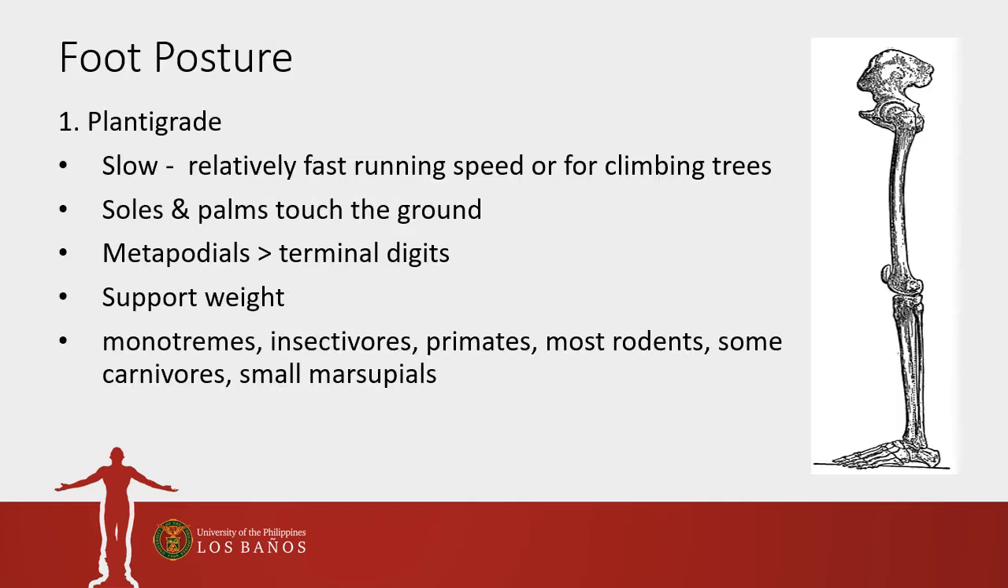In terrestrial habitats, mammals adapted for walking are termed ambulatory, while those adapted for running are cursorial. Terrestrial mammals have a number of modes of progression. The primitive mammalian stock were plantigrade. These are found in slow to relatively fast mammals that can run or climb trees. The soles and palms touched the ground. So that's right, we're plantigrade. The metapodials are longer than the terminal digits, and this supports the weight. This is seen in monotremes, insectivores, primates, most rodents, some carnivores, and small marsupials.